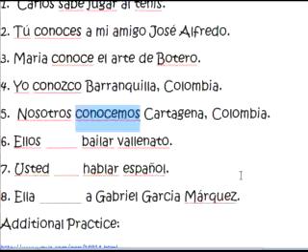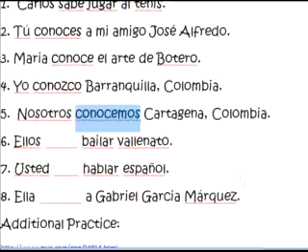Conocemos. Please notice that these do not use a personal A. When I said, tú conoces a mi amigo José Alfredo, I used a personal A. Barranquilla, Colombia, and Cartagena, Colombia are not persons, so it's very simply, conocemos Cartagena, Colombia.